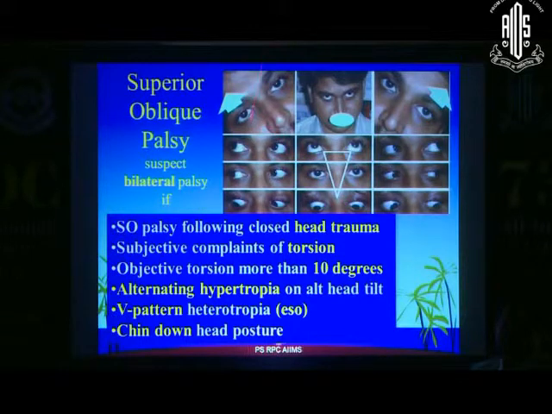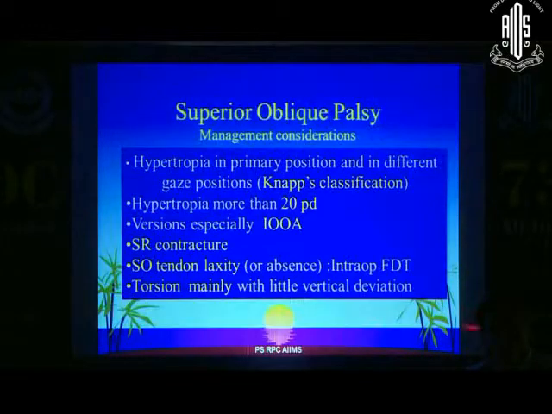And bilateral superior oblique palsy should always be kept in mind in head traumas. Subjective complaints of torsion, objective torsion being more than 10 degrees, and alternating hypertropia on an alternating head tilt test, and a V pattern heterotropia, which is esotropia in the down gaze and making the person assume a chin down position like a bull going to hit you.